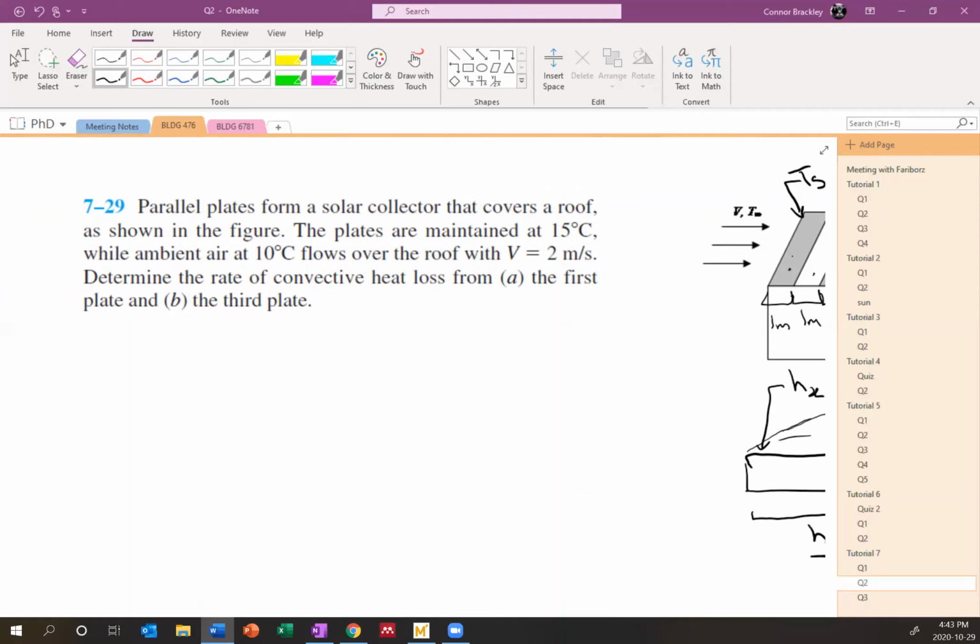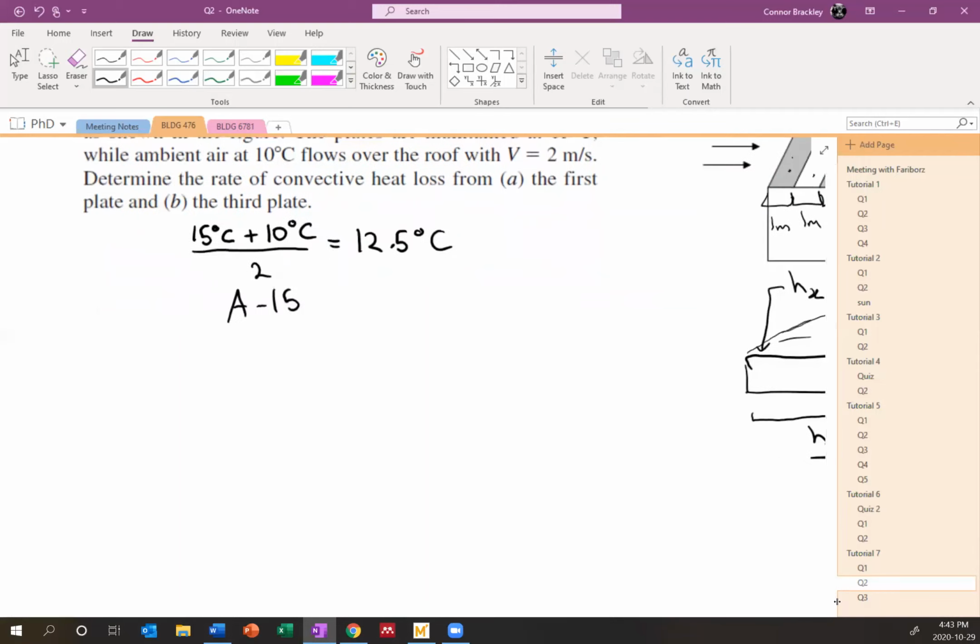Okay, so we're going to do a similar thing to last time. First thing we're going to do is just take our average temperatures, so our average between our surface temperature and our air temperature. And then we're going to go back into our table, A15, and we're going to get all those values that we need to start with.